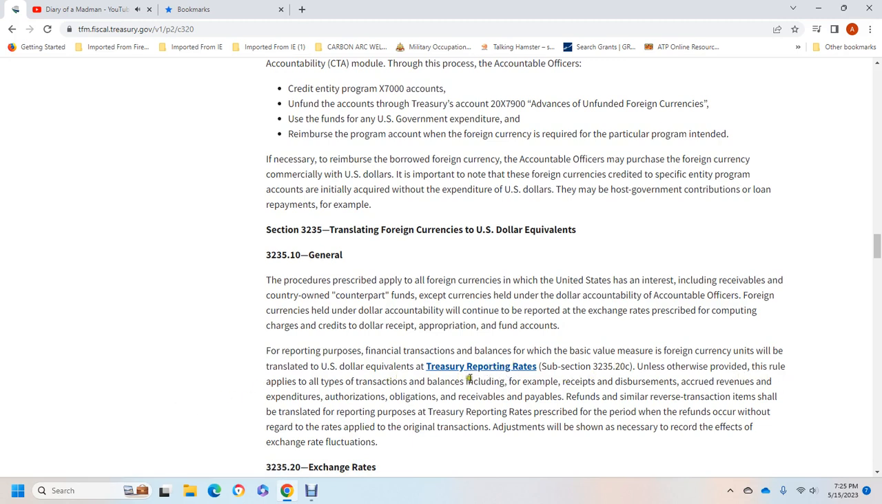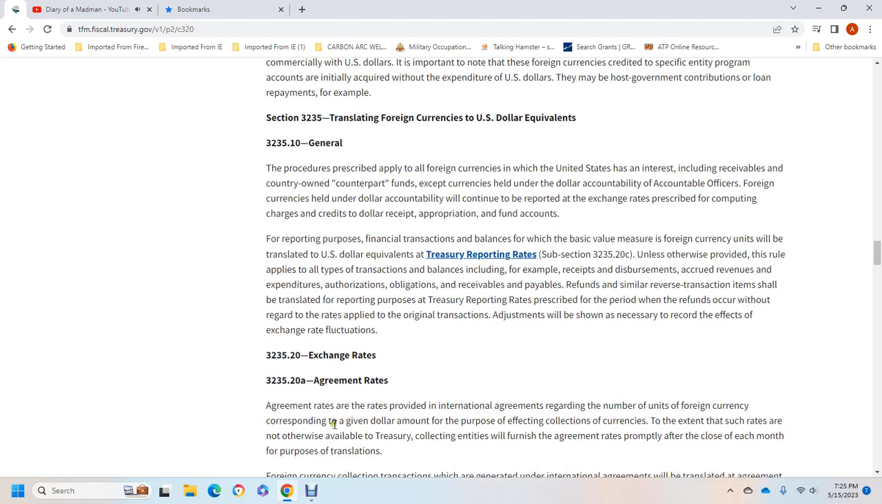This rule will apply to the transaction balance, including, for example, the receipt or disbursement, accrued revenues, expenditure authorization, and obligation. The receipt of the payment, the refund, or a similar reverse transaction item shall be translated for reporting purposes at the Treasury reporting rates prescribed for the period of the refunding, all occurring without regard to the rates for the original transaction. Adjustment will be shown as necessary to record the effect of the exchange rate fluctuations.